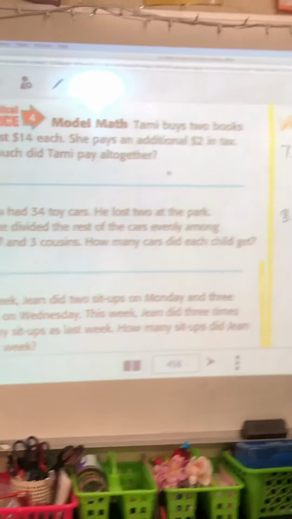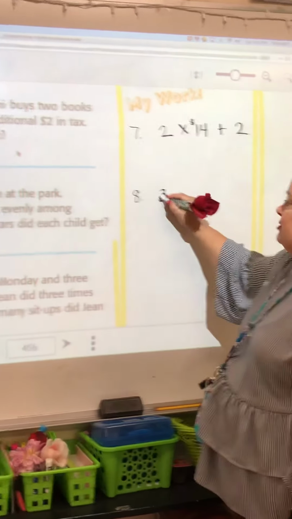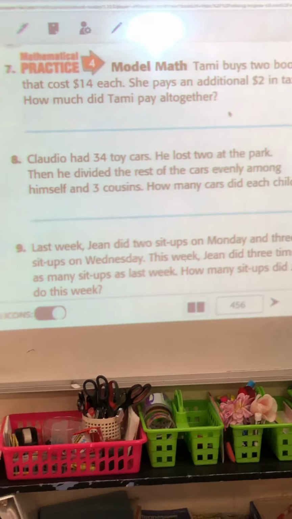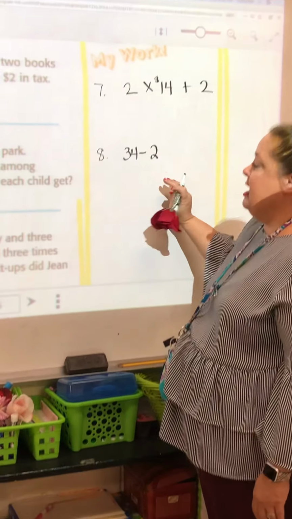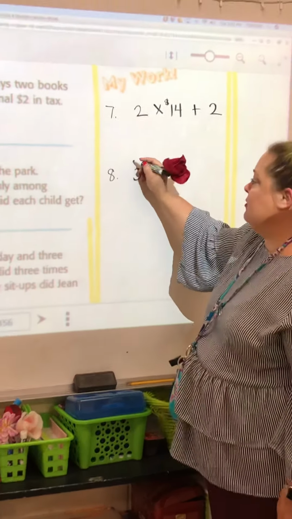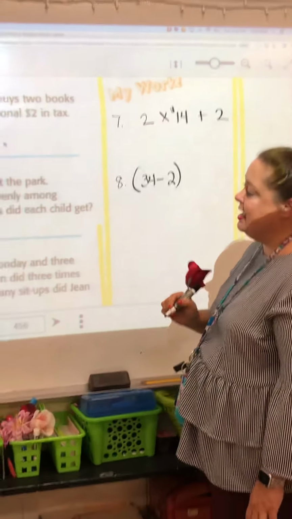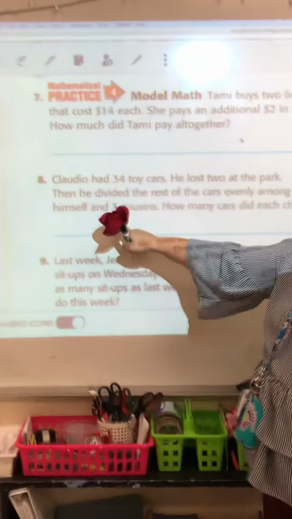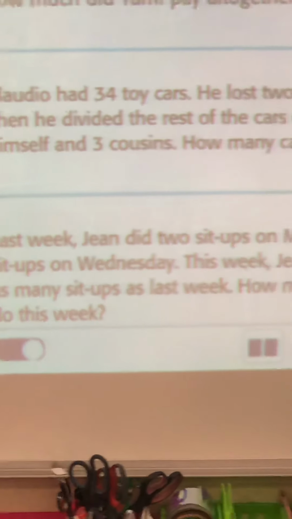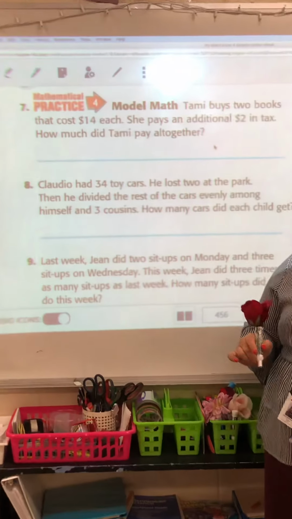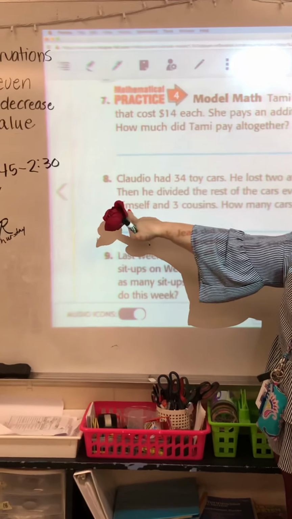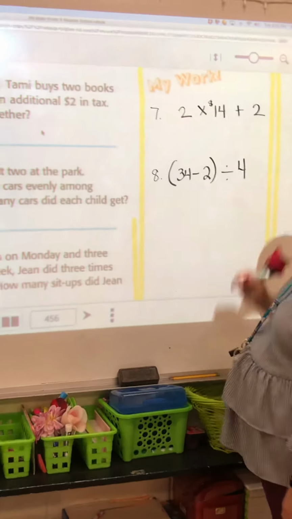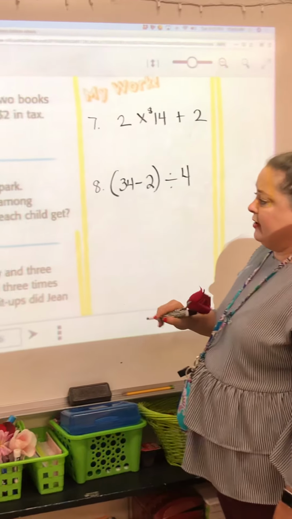Number 8. Claudio has 34 toy cars. He lost 2 at the park. That means 2 went away. That's going to be minus 2. He took that amount, the amount that was there, so I need to put those in parentheses, and divided them equally among himself and his 3 cousins. Now, if he divided it between his 3 cousins, that would be divided by 3. But this says it divided between himself and 3 cousins, so that's going to be divided by 4. Don't forget to do your parentheses first.